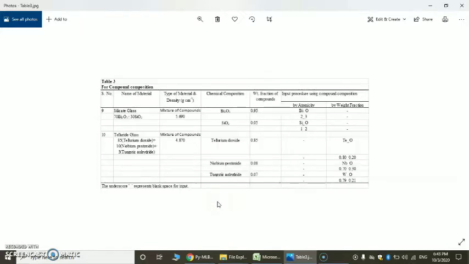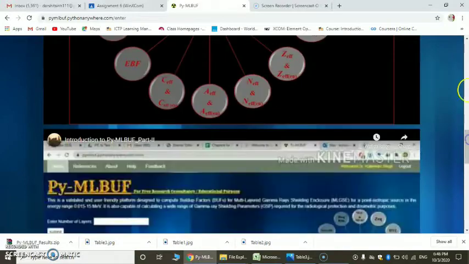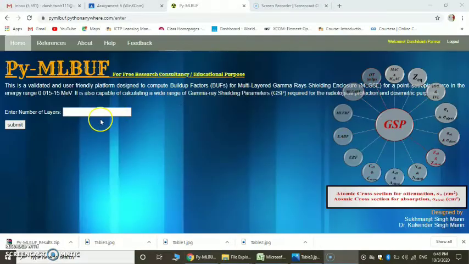The third table is about compound composition like silicate glass. So it has a mixture of compounds. So we will use this table's information for calculation. So now let's see how to use this platform.